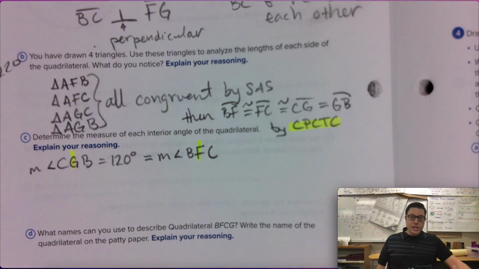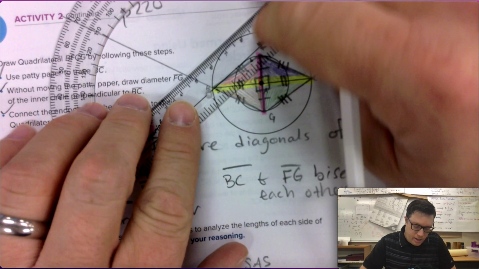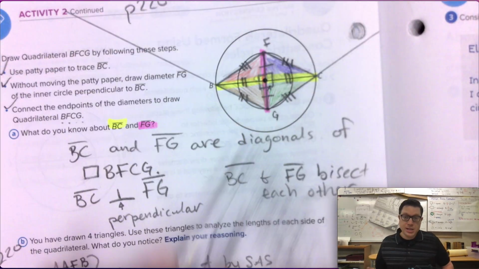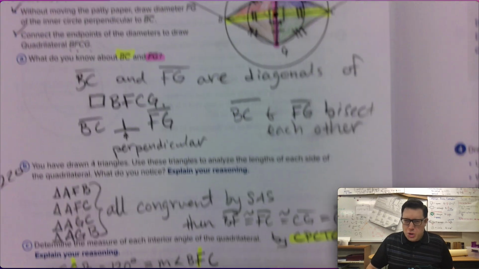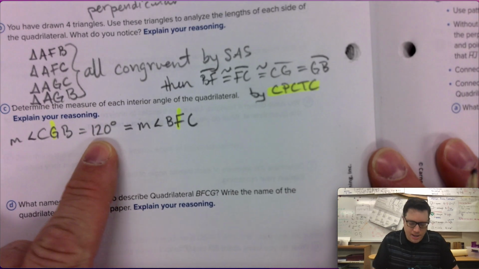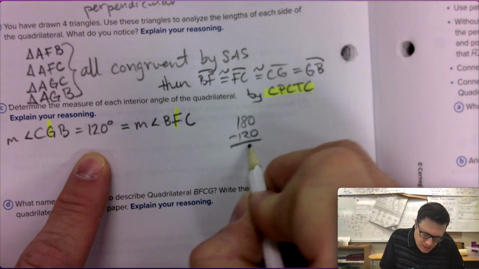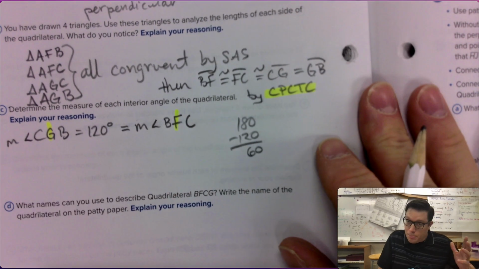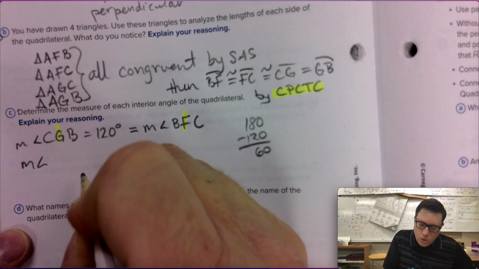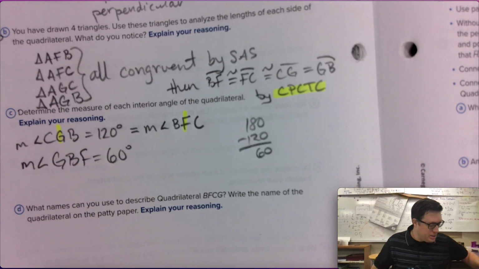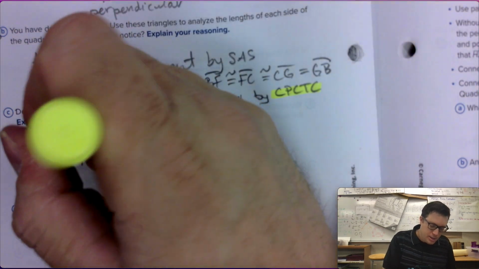Now, without really needing to do a lot of measuring, we can find the measure of angle B, and it's going to be 60 degrees. But I also should know that because what's 180 minus 120? 60. So that means that angle B, measure of angle GBF, pay attention to the middle letter, is 60 degrees. The middle letter is the angle.